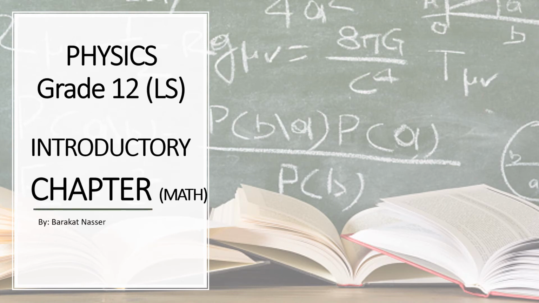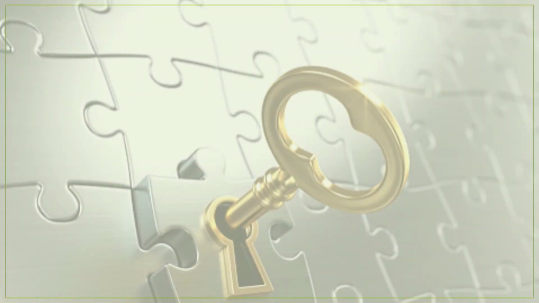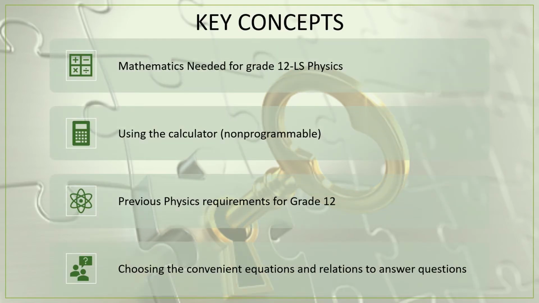Hello grade 12 students. This is an introductory chapter that covers some of the essentials in mathematics and physics that are needed for grade 12. At the end of this chapter, which is divided into different topics, we're gonna be able to relate the mathematics needed for grade 12. We're gonna study how to use the calculator, a non-programmable one. Then in the physics section, we're gonna go towards the previous physics requirements and how to choose convenient equations and relations to answer some questions.